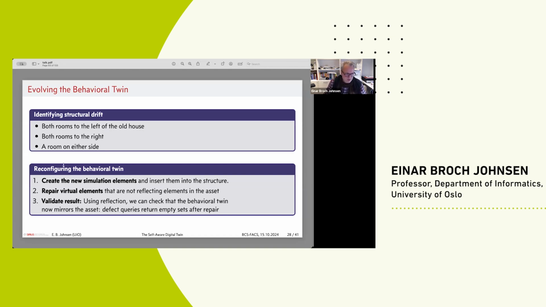So now we can reconfigure the behavioral twin by creating new simulation elements, inserting them into the structure. We repair the virtual elements that are not reflected in the asset. And then we can check the result by again using reflection over the runtime state to check that now all the defect queries return empty sets. So this is a typical way we can do self-repair in this technique.